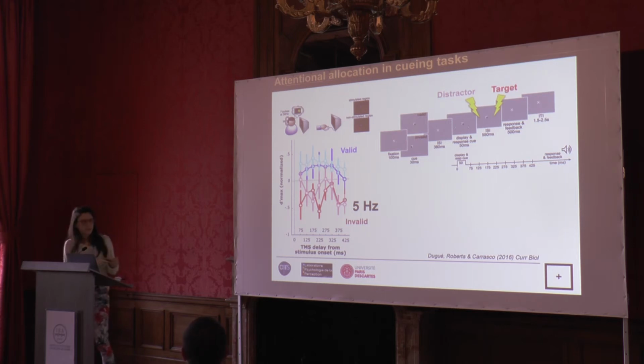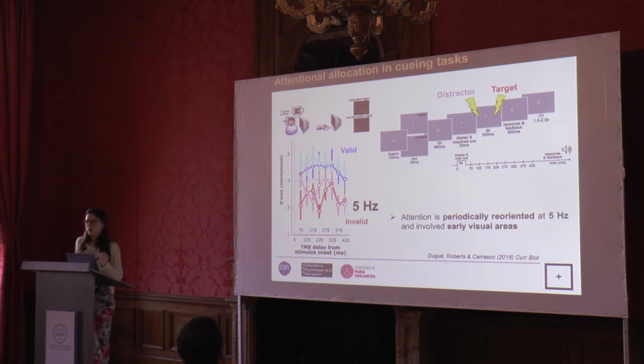What that means here is that at this time point, if your attention is on the target location, then attention shifts to the distractor, and so on and so forth over time. So when you instructed your participant to reorient once, then attention shifts from one location to another at 5 Hertz, so once again in the theta frequency range. And once again, that involves early visual areas. In this case, we again stimulated the V1, V2 complex.